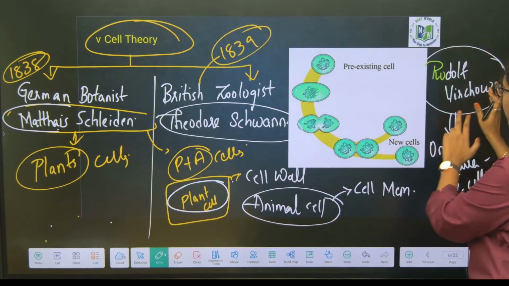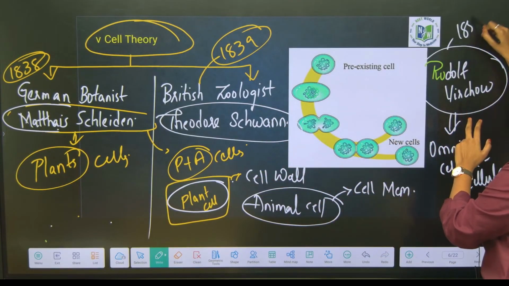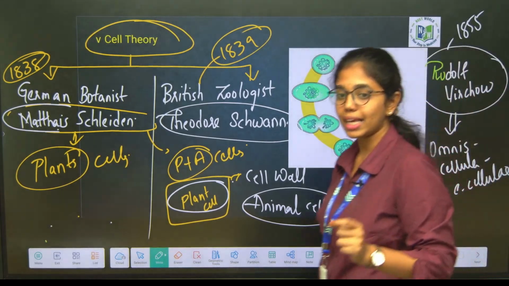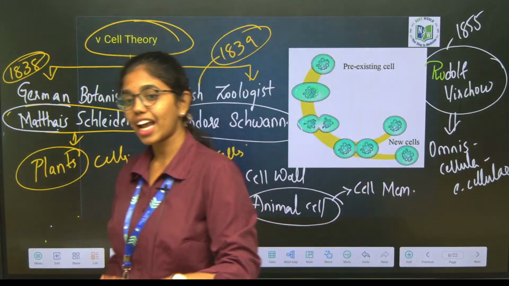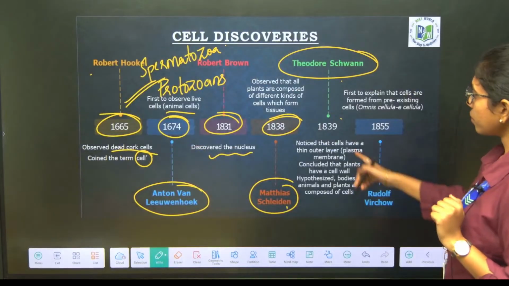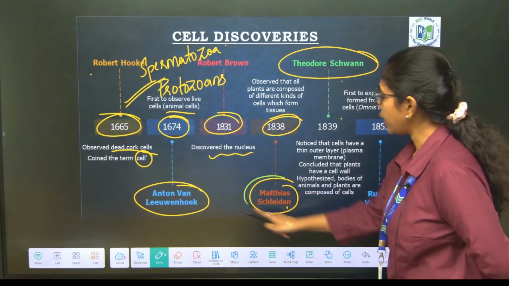Modified cell theory is with respect to Rudolf Virchow in the year 1855. He has given us the concept of omnis cellula e cellulae, where new cells arise from pre-existing cells. So here you see, first is Matthias Schleiden.